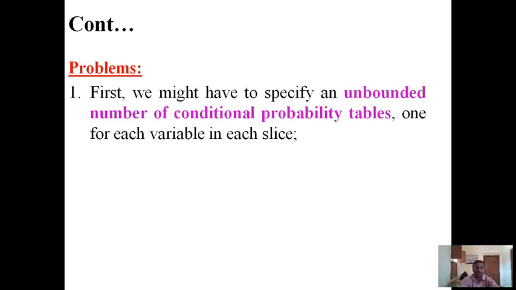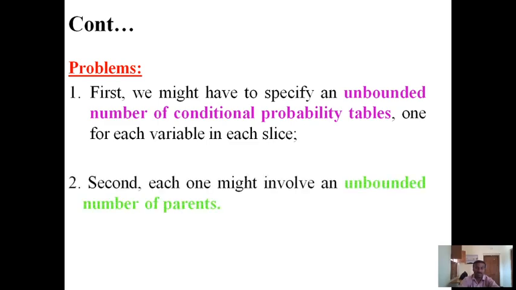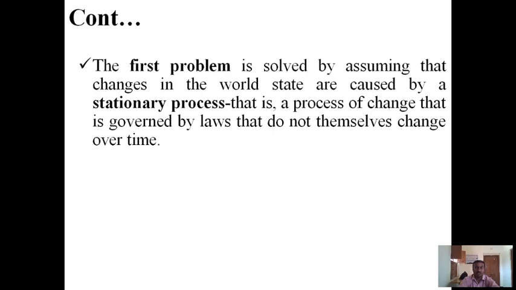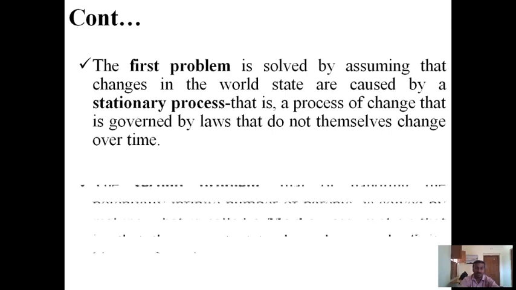One, each variable is in each slice. Second, each one might involve an unbounded number of parents. The first problem is solved by assuming that changes in the world state are caused by a stationary process, that is, the process of change that is governed by laws that do not themselves change over time.